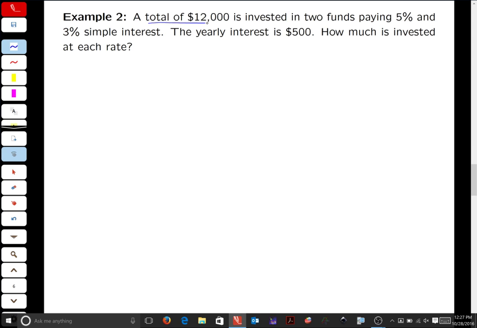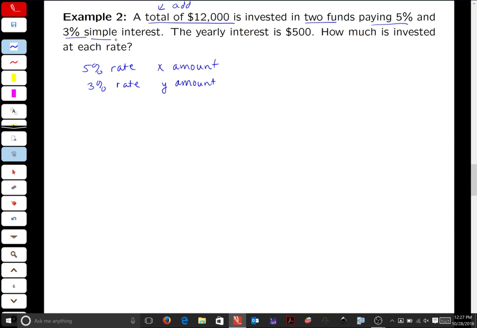So they say the total is 12,000. When you see total, that pretty much tells you you're going to have to add something together to get to your total. I know I have 2 funds. One of them pays 5%, so the 5% rate we're going to call x, amount invested in the 5% rate. The 3% rate, we're going to give that one the name y. y is amount invested in 3%.